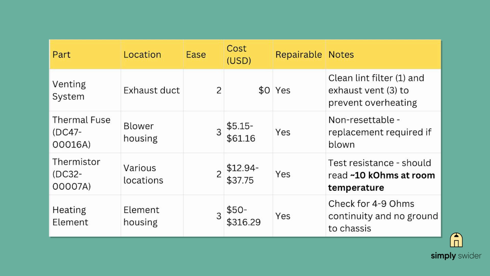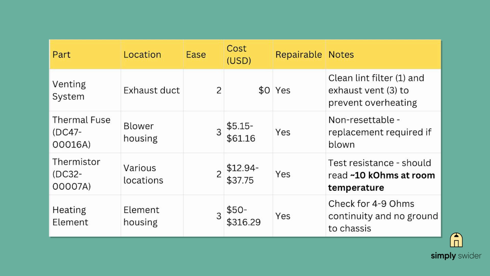The thermistor is your temperature sensor, and when it goes bad, you'll get all sorts of temperature-related error codes. This part runs about 13 to 40 bucks, so it's pretty affordable. Testing requires a multimeter set to measure resistance. With your dryer at room temperature, around 77 degrees Fahrenheit, the thermistor should read approximately 10,000 ohms, or 10K ohms. If you're getting drastically different readings like 100 ohms or infinite resistance, the thermistor has failed and needs replacement.